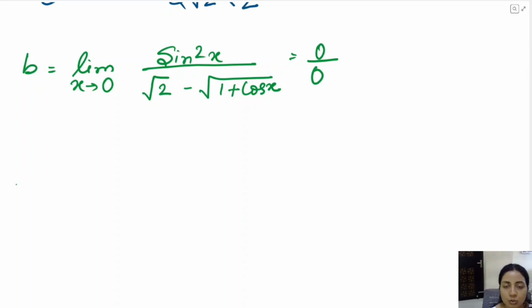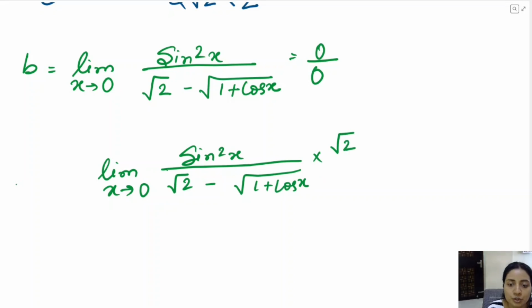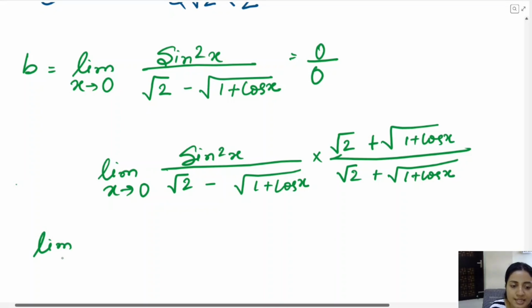So yeah, here we can also use the same process, just like rationalization. If you have solved questions from limits, you must have used this approach very often in most of the questions. So yeah, let's use it. We'll be multiplying numerator and denominator with root 2 plus root of 1 plus cos x. Similarly, the denominator root 2 plus root 1 plus cos x. Let's see what we are getting.